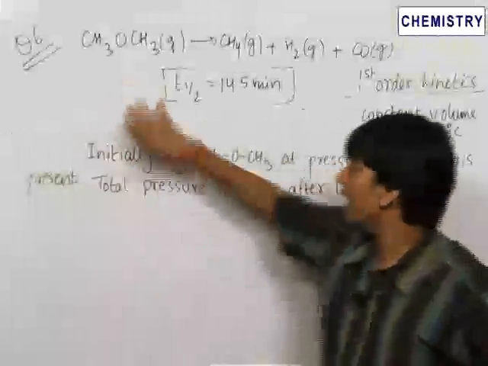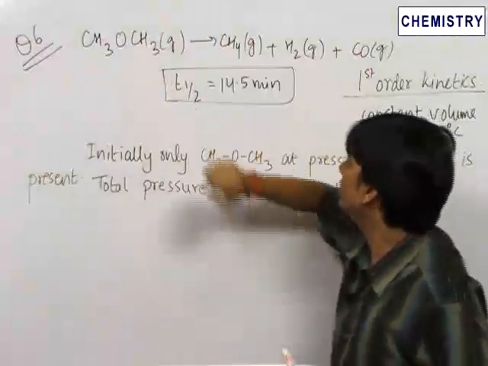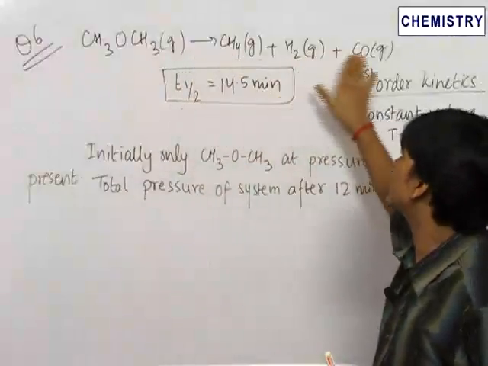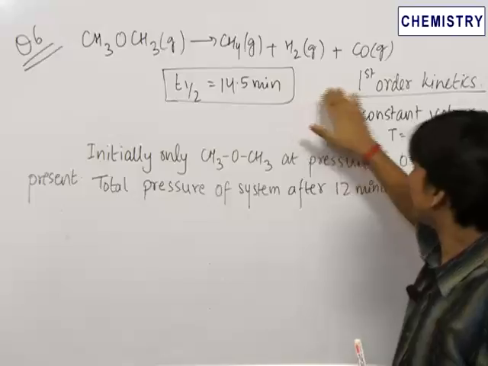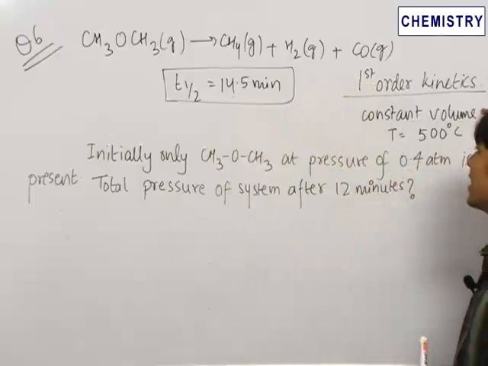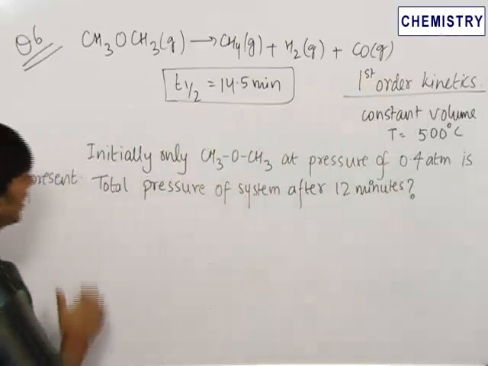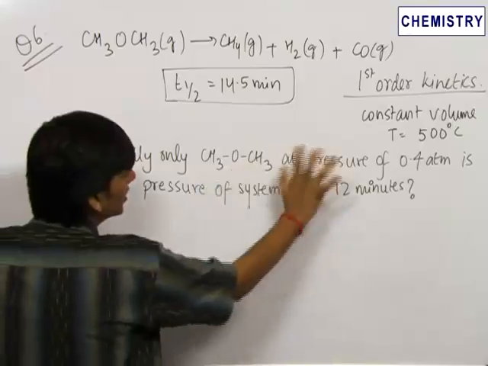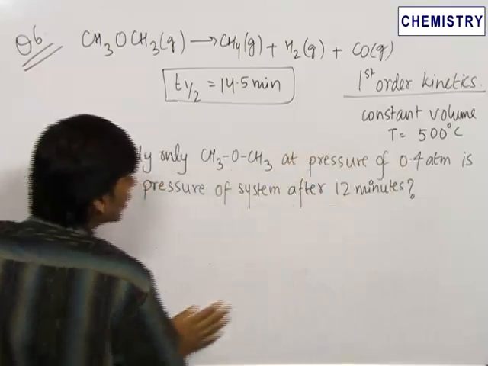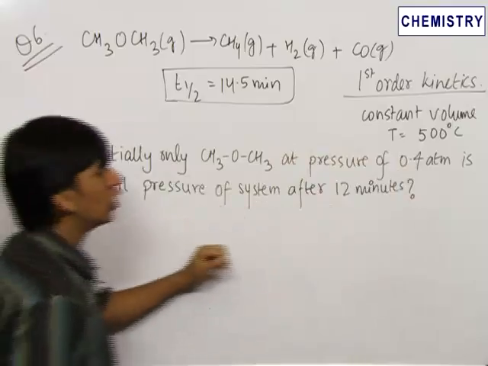The sixth question that we have involves a gaseous reaction in which dimethyl ether decomposes to give methane, hydrogen and carbon monoxide. It is given that it is a first order reaction and the T half of the reaction is given, and this reaction is carried out at constant volume and temperature. It is also given that initially only dimethyl ether was present in the container at a pressure of 0.4 atm. We need to find out the total pressure of the system after 12 minutes.